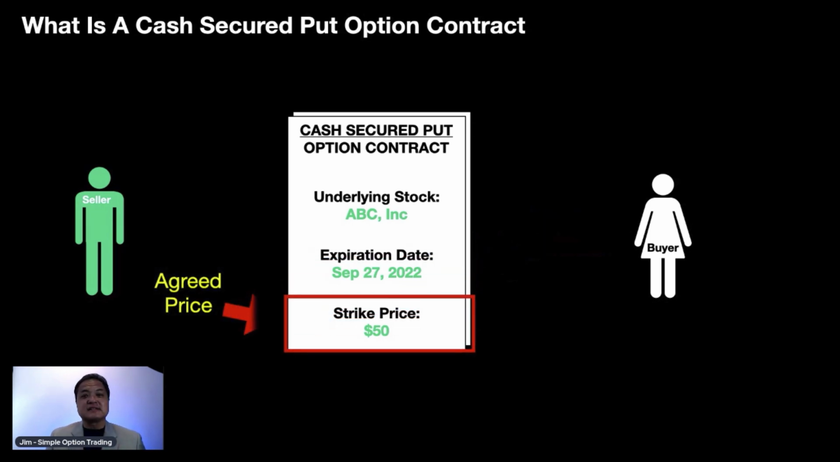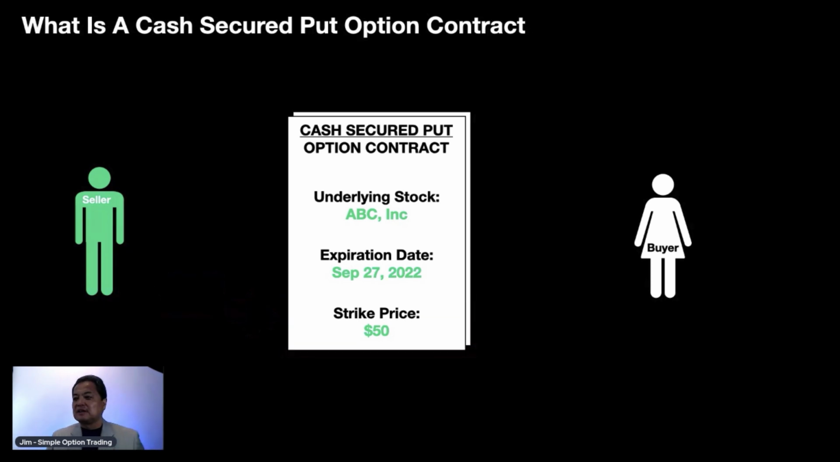And then lastly, it's the strike price. And this is the price that the seller and the buyer agree that if this option contract gets exercised, they're going to use that agreed upon price, that strike price, for the execution of that option contract.